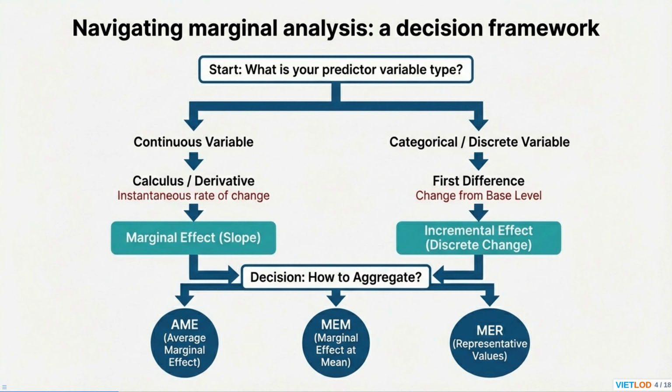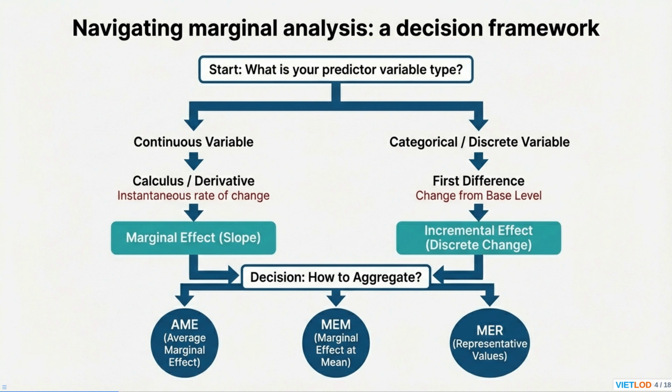To effectively apply marginal analysis, we follow a clear decision framework. The starting point is always to identify the type of your predictor variable. If you're working with a continuous variable, such as age or income, the marginal effect is derived using calculus, specifically a derivative. This gives us the instantaneous rate of change, or the slope, of the outcome with respect to that variable. However, if your predictor is a categorical or discrete variable, like gender or union status, we calculate a first difference. This means we compare the outcome when the variable switches from one level to another, yielding an incremental effect.